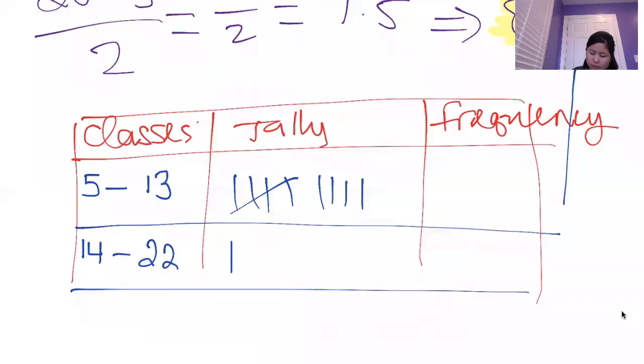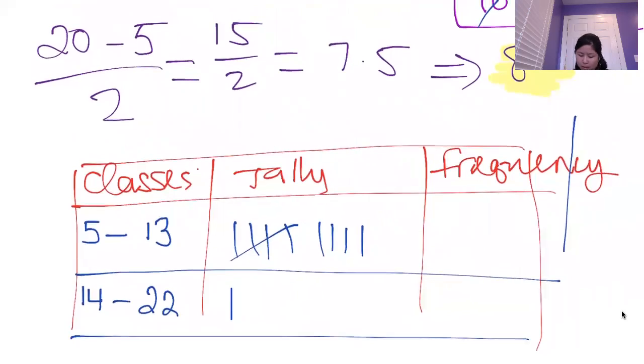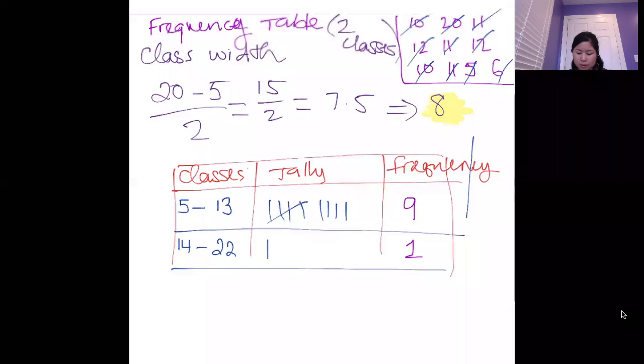So now my frequency, just to finalize this table, is that I go back and count how many tick marks I have for each class. So for the first one, I have a total of 9, and this one is 1. So this is how I create my frequency table.